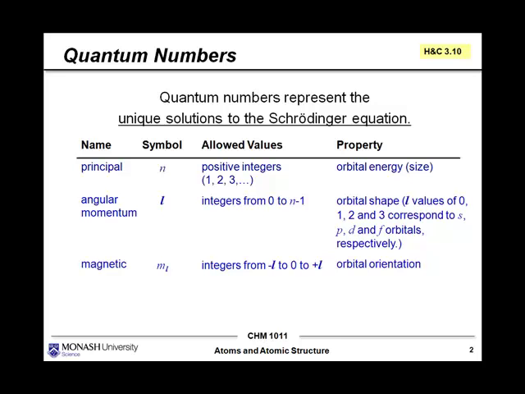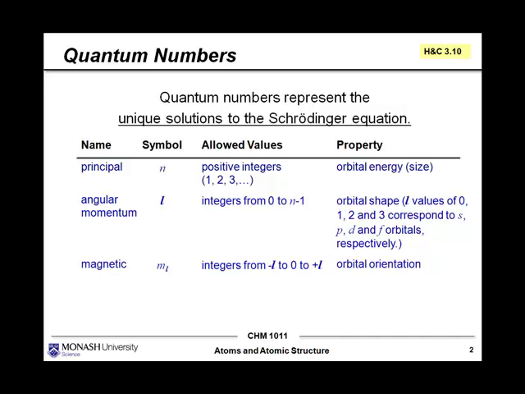And so we have the principal quantum number, which has the symbol n. Now this can be an integer, 1 or higher. So 1, 2, 3, 4, 5. We typically don't see n values higher than 5. And this pretty much corresponds to the property of orbital energy or orbital size.